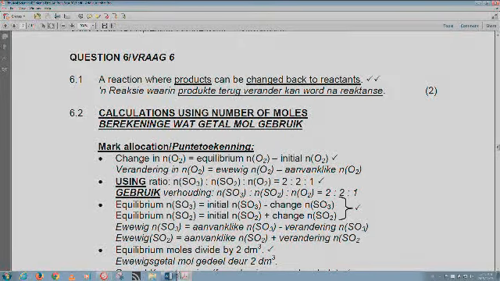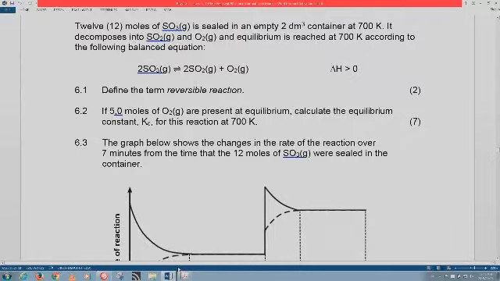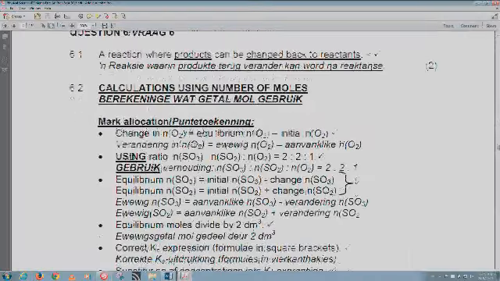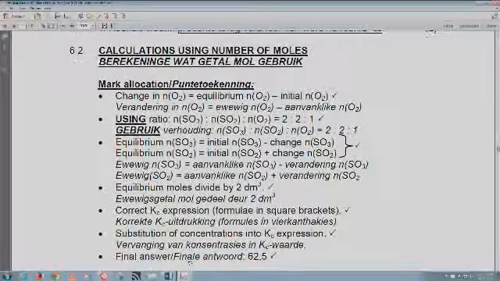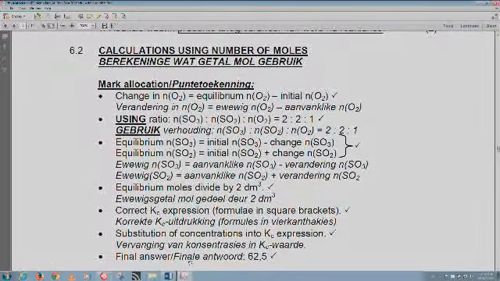And then 6.2, if 5 moles of oxygen are present at equilibrium, calculate the equilibrium constant for this reaction at 700 Kelvin for 7 marks. Now the criteria for marking the first option there, when the learner uses moles first: the first mark goes to the change in number of moles, where it is equilibrium moles of oxygen minus initial moles of oxygen. And then the second mark goes to the mole ratio there, where the moles of sulfur dioxide and sulfur trioxide are twice those of oxygen.